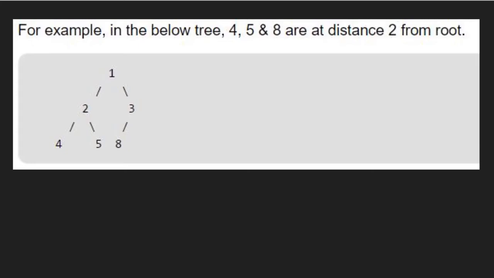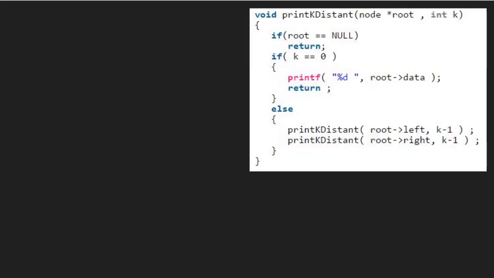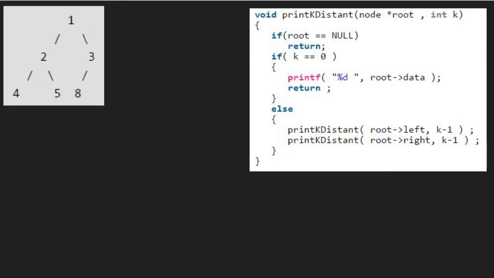Now let us have a look at the algorithm which will assist us in printing nodes at k distance from root. Let us also have a sample tree to test our algorithm. We pass the root node which is 1. So root will point to 1. Let us assume that we have to find nodes at distance 2 from the root. So we pass 2 to k.